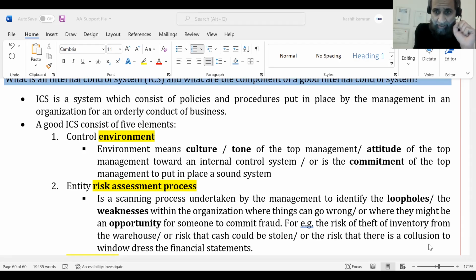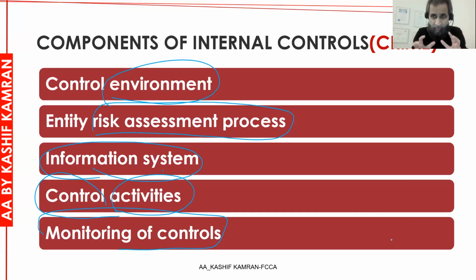Now, going back and looking at the components of internal control. When the management sits down and wants to put in place a sound system of internal control, they should have these 5 components in place. Number 1, an environment. Number 2, a risk assessment process. Number 3, a proper information system, which is a channel of communication, control activities, and monitoring of controls.